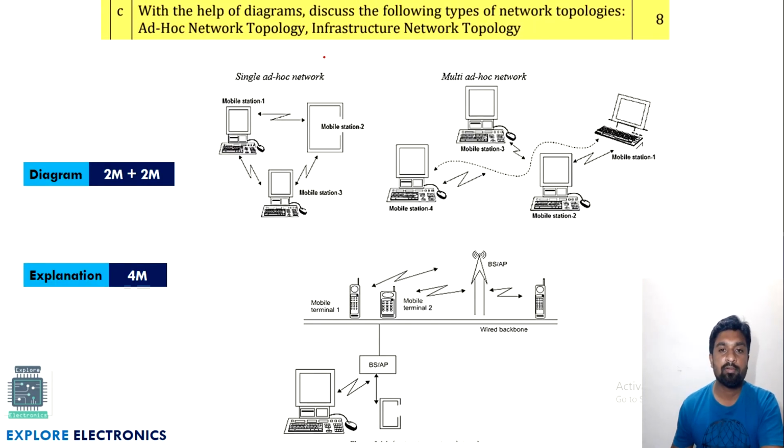Then, with the help of diagrams, discuss the following types of network topologies. Ad hoc network topology and infrastructure network topology are asked in the question. This carries 2 plus 2, 4 marks for the diagram itself, since the question is for 8 marks. And the explanation related to what is ad hoc network, how the communication will be, and what is infrastructure network topology, how the communication will be, carries another 4 marks. This gives you complete 8 marks.